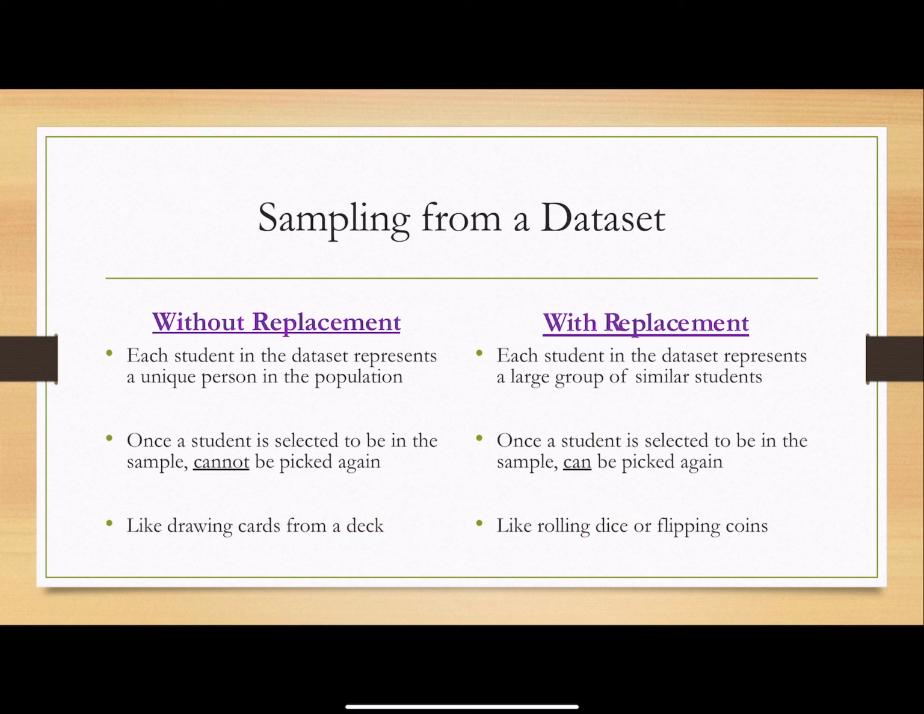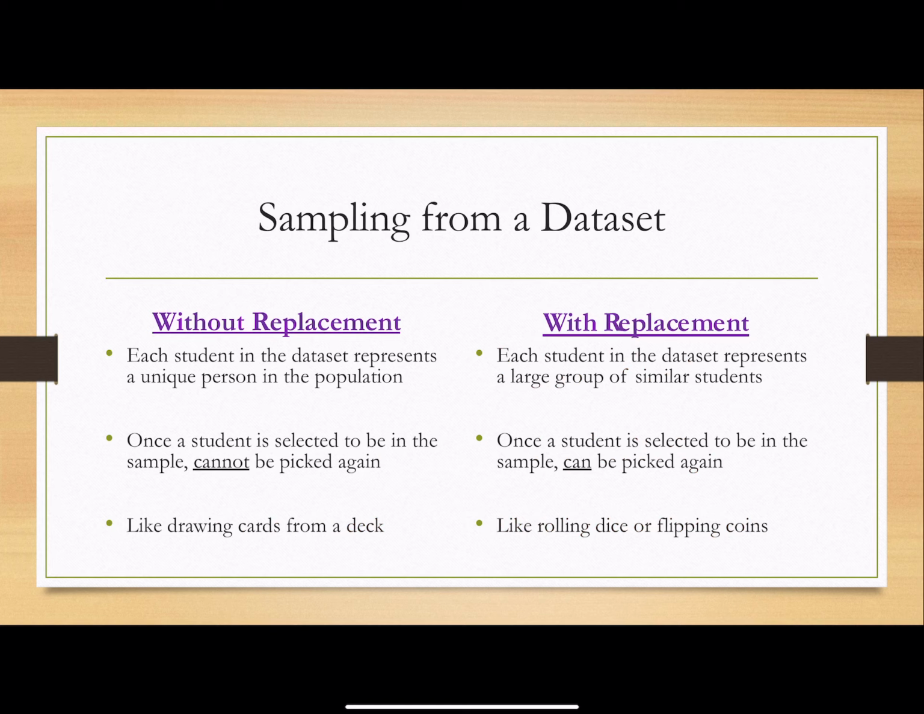So here's a breakdown of what we're talking about here. Without replacement, we're saying that each student in our data set is going to represent a unique person in the population. Once a student is selected, they cannot be picked again, and it's like drawing cards out of a deck. So again, once you pick one person out, they're gone from the sample. You can't actually reach them again.